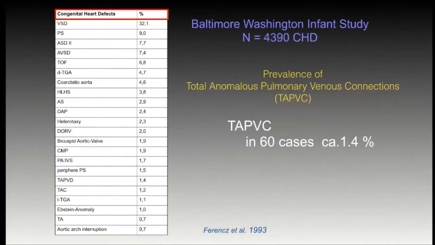So if we look at the frequency of this anomaly I'm going to speak about, in the Baltimore-Washington Infant Study performed in the 80s, out of 4,390 congenital heart defects, there were 60 cases, which is a prevalence of 1.4%. So when you see this, you are really scared because it is more common than common trunk, than corrected transposition, than Epstein anomaly, tricuspid atresia.